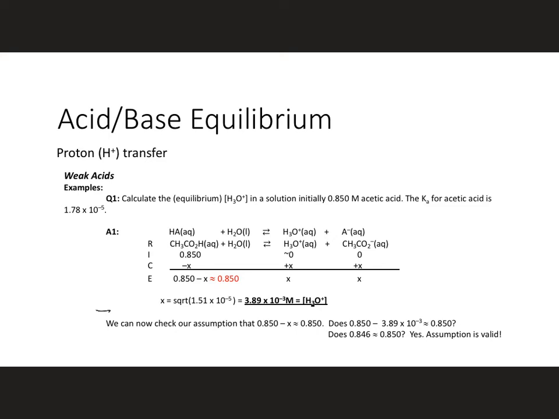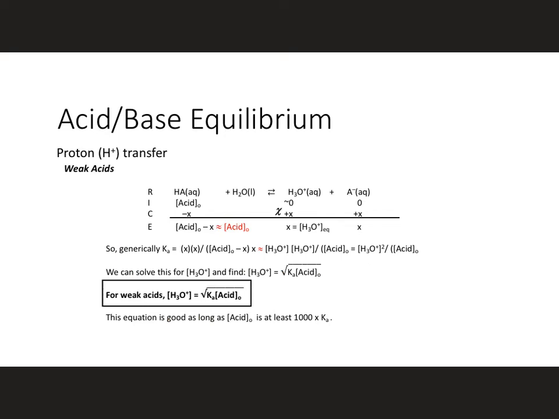We can now check our assumption that 0.85 minus x was essentially just 0.85. So the question is, does 0.85 minus 3.89 times 10 to the minus 3rd equal 0.85? Or does 0.846 equal 0.85? Well, it's less than 0.4% difference. So yes, the assumption is valid.